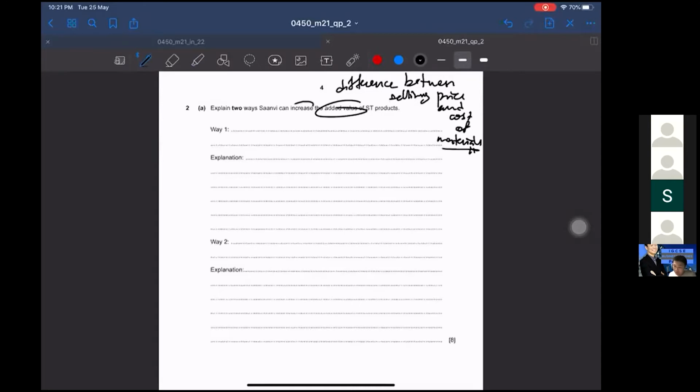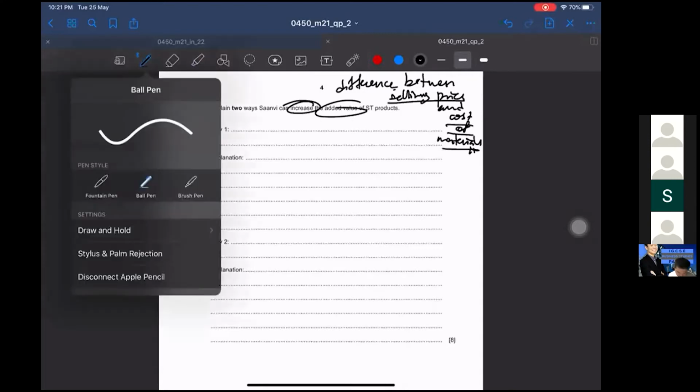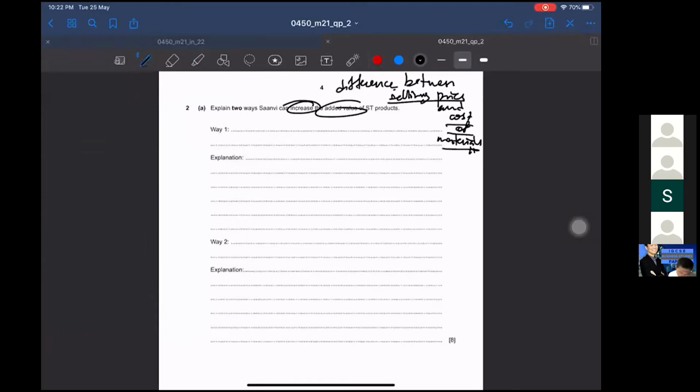So if they ask you to increase added value, how to increase? Basically, there are only two ways. Way 1, increase selling price. Way 2, decrease your cost of materials. So to increase added value, there are only two ways, not more than that: increase selling price and decrease the cost of materials.